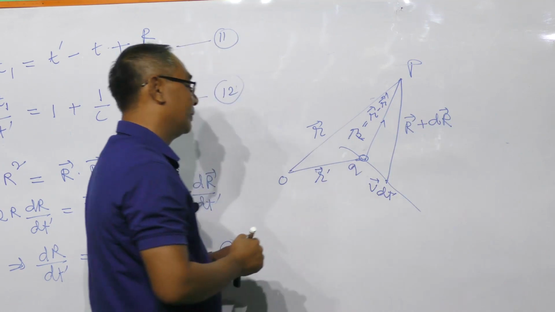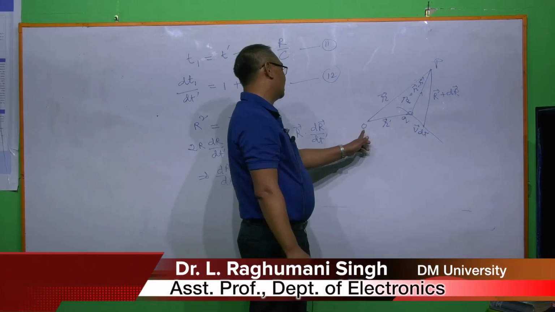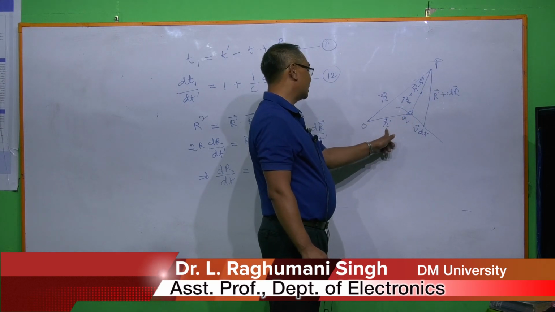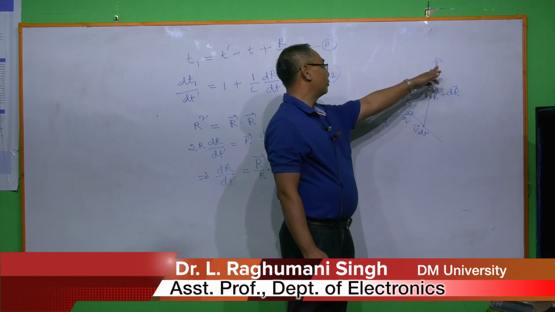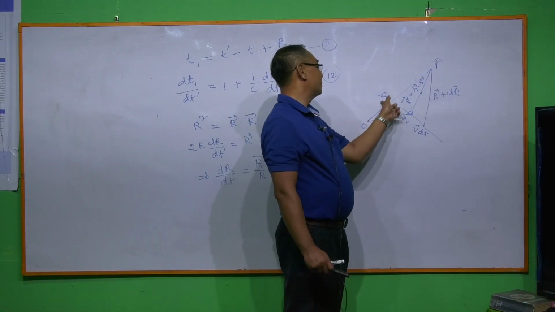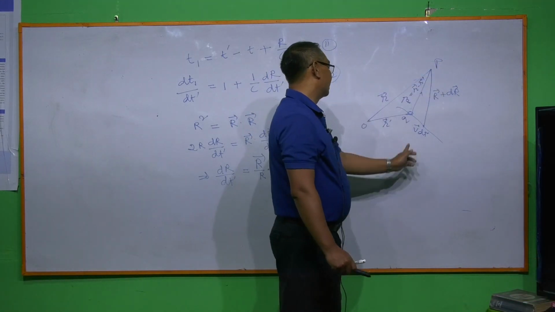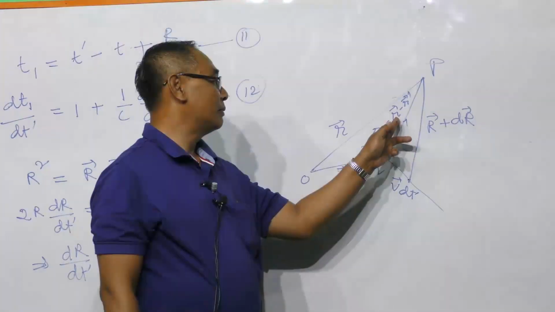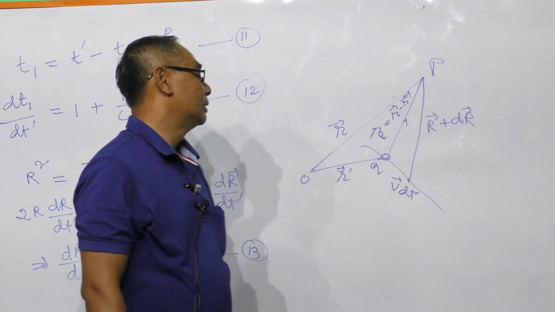So in the figure, I can repeat, O is the origin and Q is the point source whose position vector is r prime, and P is the point where the field is to be observed, and small r vector is the position vector of P, so that from Q to P it is represented by r vector, which should be equal to r vector minus r prime vector.